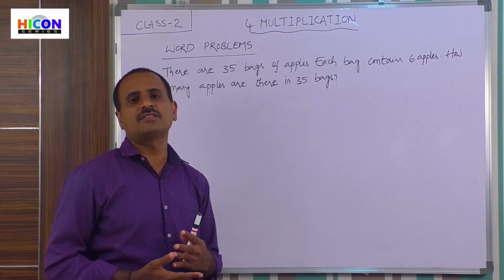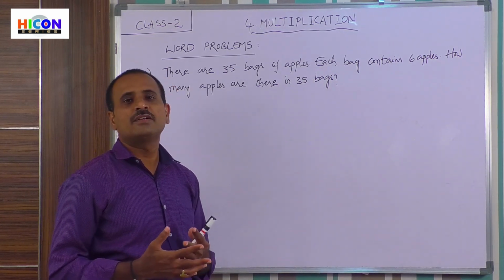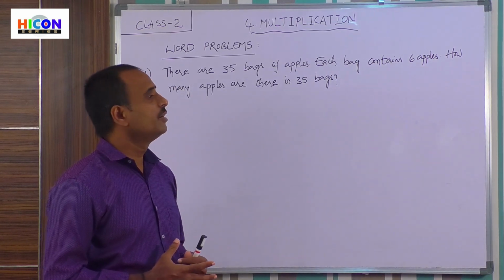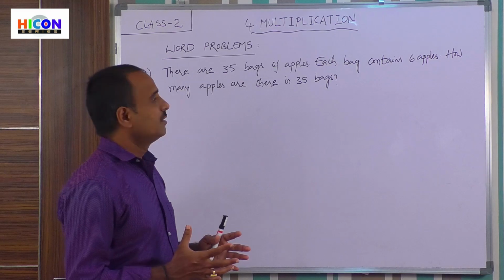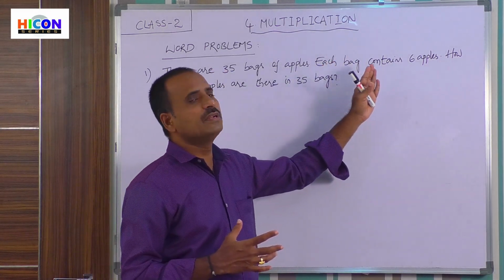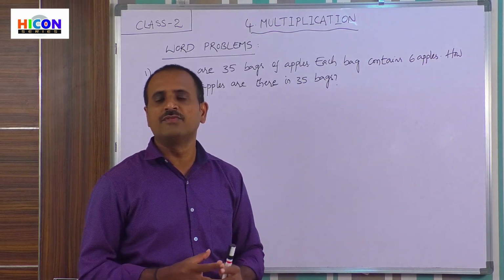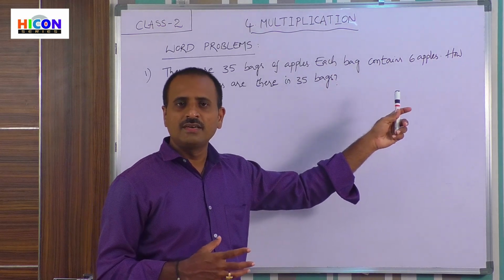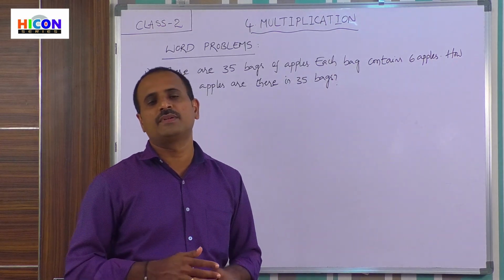So how can we get the answer? We can get the answer by just multiplication. So how can we multiply? Here we have to multiply the number of bags of apples with the number of apples in each bag. That is, we have to multiply the number 35 with 6. Then we get the total number of apples.